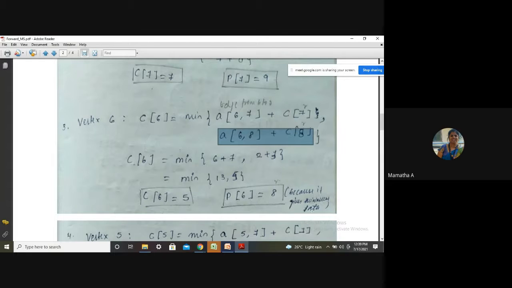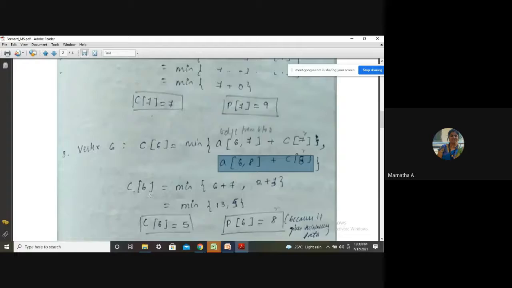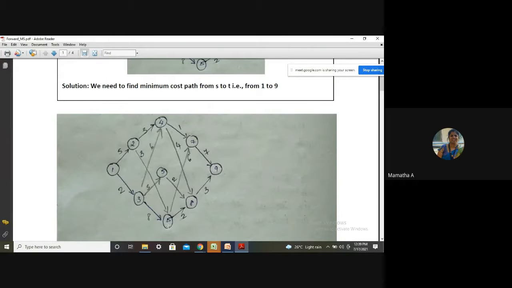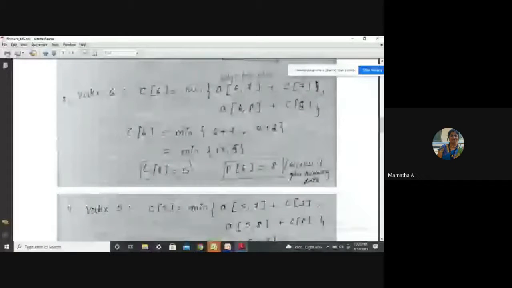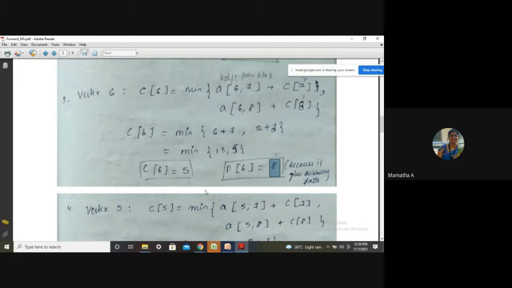So you can just observe if I go back from 6, which gives me the minimum path to the sink node. Sink node is 9. From 6, the path will be via 8, isn't it? And the length is how much? 2 plus 3, 5. That's what we have got here. See, C of 6, 8. Understanding. So you should carefully update this. So you should know the formula A of J comma R plus C of R. Whichever is the minimum, you have to update.